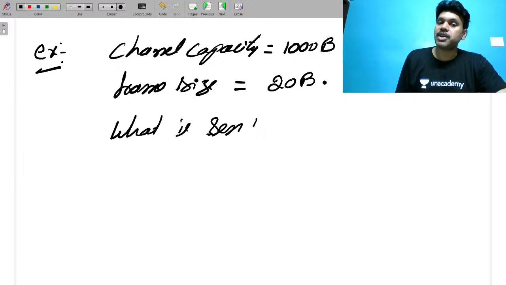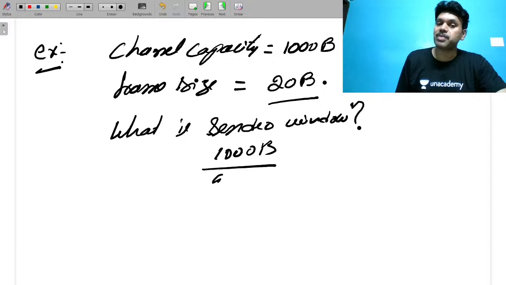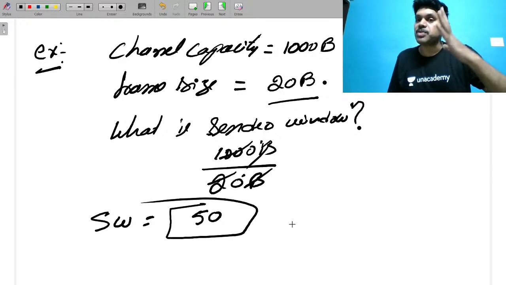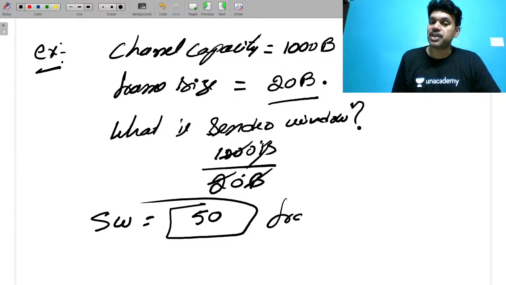What is the sender window size? Simply, I can write the window capacity, 1000 bytes, divided by the frame size, which is 20 bytes. So I get 50. Your window size is 50. That means 50 frames I can transmit. This is the window size: 50 frames we can transmit at a stretch.